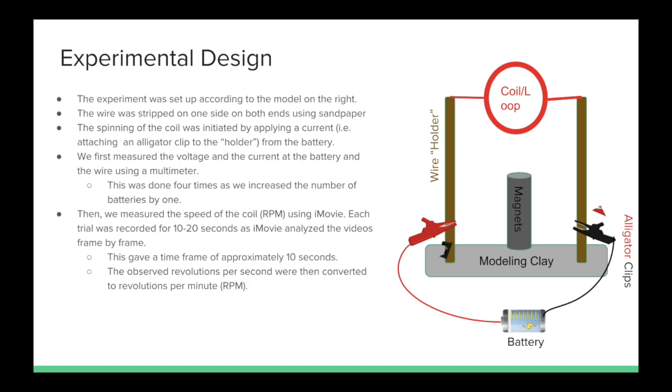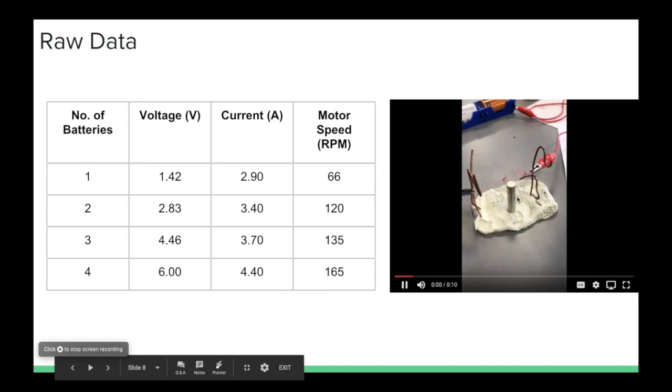Then we began to measure the speed of the coil using iMovie. Each trial was recorded for 10 to 20 seconds as the movie analyzed the videos frame by frame. This gave a time frame of approximately 10 seconds, and the observed revolutions per second were then converted to revolutions per minute. Here's our raw data displayed in the table.